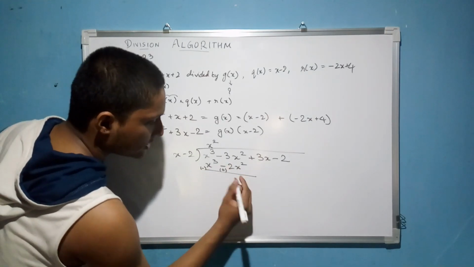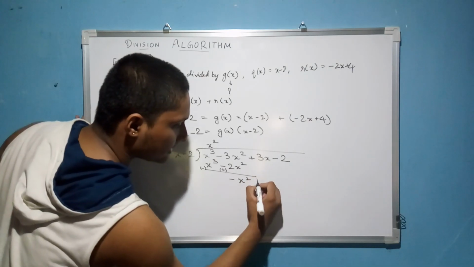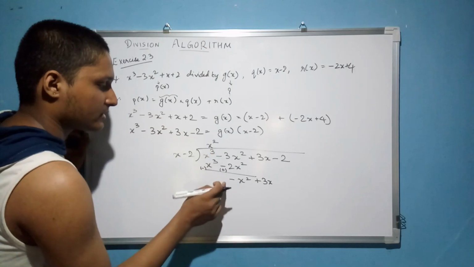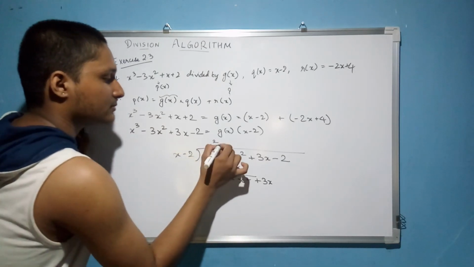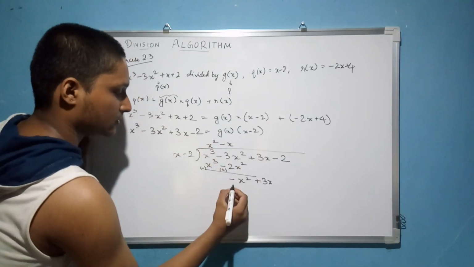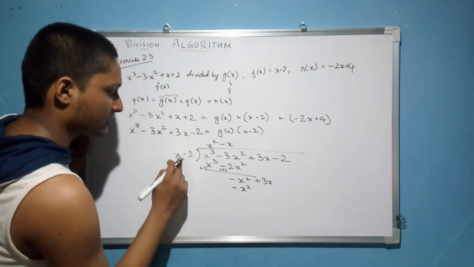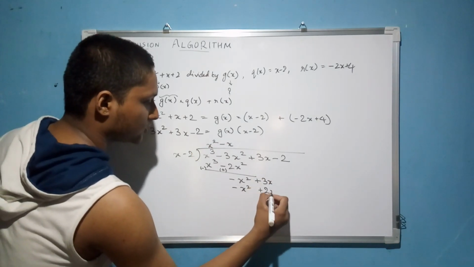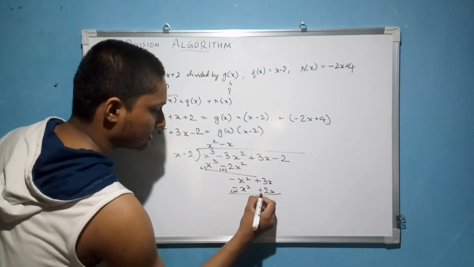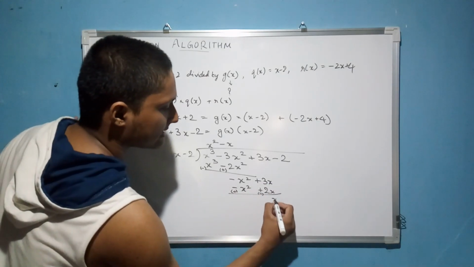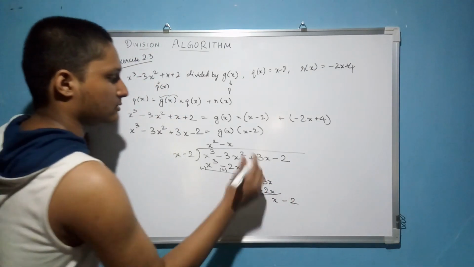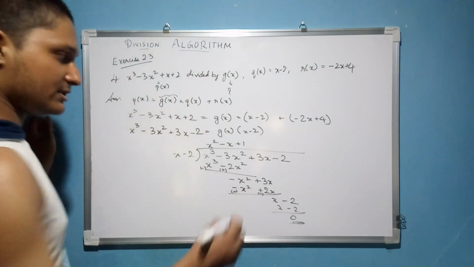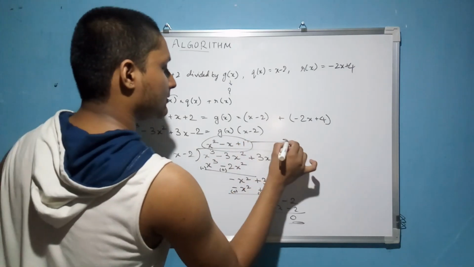Minus 3x square plus 2x square is minus x square plus 3x. Okay, I need only two terms because two terms are here. So now minus x square divided by x comes to be minus x. So here I should write minus x square because that is x into minus x. Now minus 2 into minus x comes to be plus 2x. Okay, I need to change the sign. This comes to be minus. So 3x minus 2x is x, and you have x minus 2. Simple, x minus 2 and x minus 2. 1 times x minus 2, that is 0. Therefore, this is the quotient. This we have found out to be g of x.